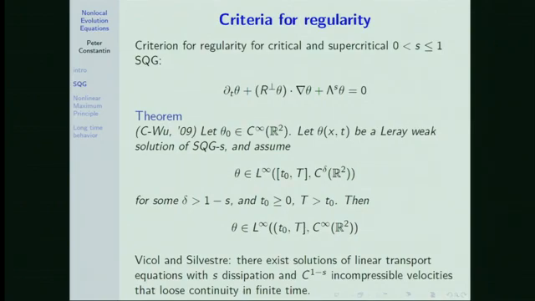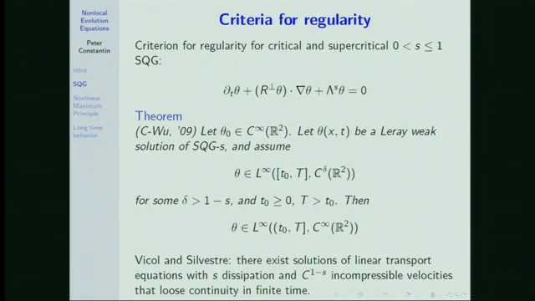Imagine that I put here a u, like it was before, but it's not related to theta anymore. I'm free to put a u. So I have a linear equation. Then the statement is that there are solutions of linear equations with lambda to the s and with velocities that are 1 minus s, and they lose continuity in finite time.